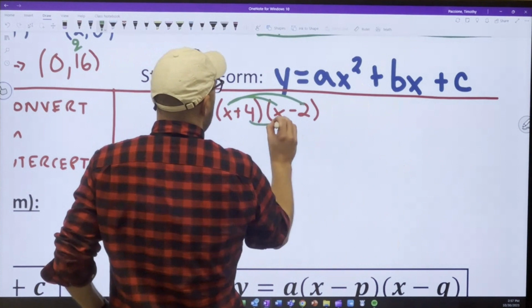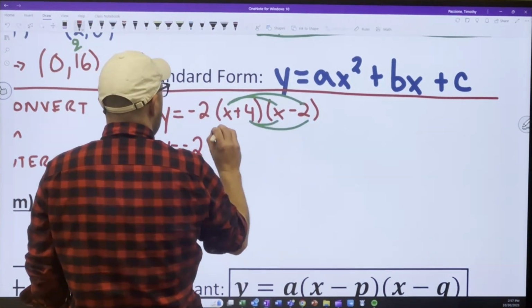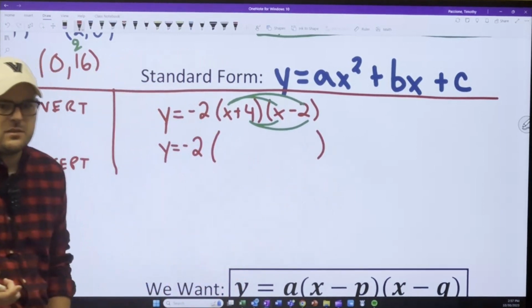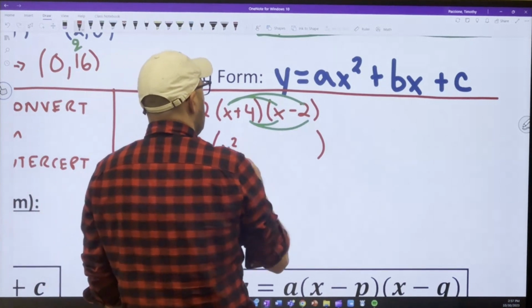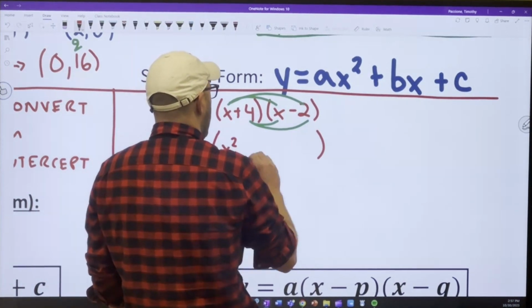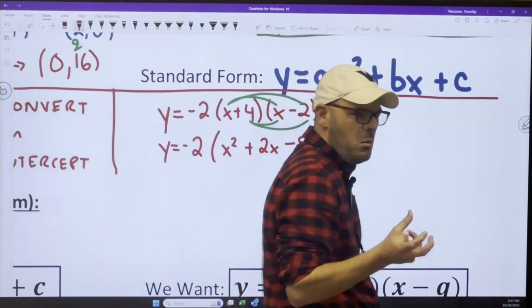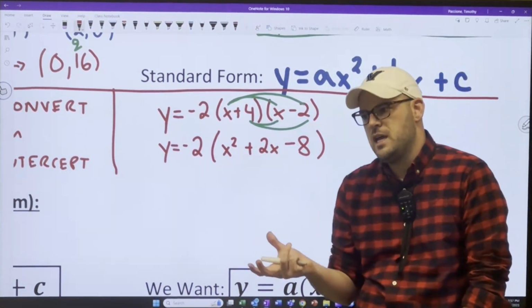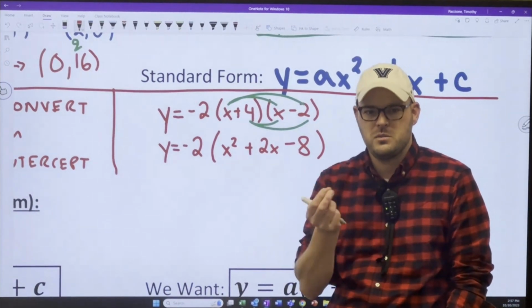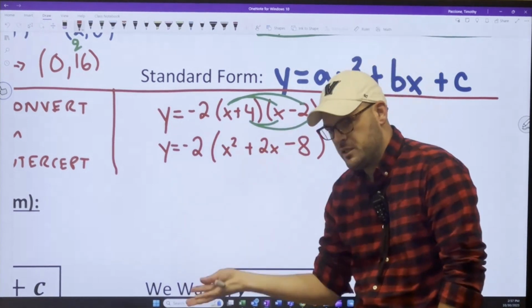First, outer, inner, last. So y equals negative 2, and then whatever that turns out to be, right? And it's going to be x times x is x squared, plus 4x minus 2x, that's plus 2x, and then minus 8. That middle part where I just did it in my head, you can do that if you want to. You don't have to write minus 2x plus 4x, take another step to combine them. If you can see the like terms in your head, just combine them, right? Plus 4x minus 2x, that's plus 2x.